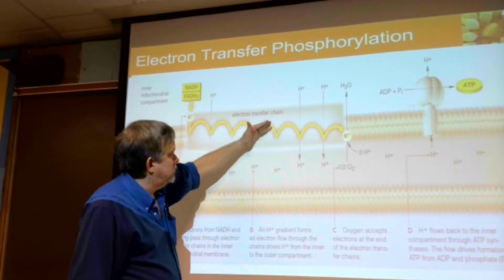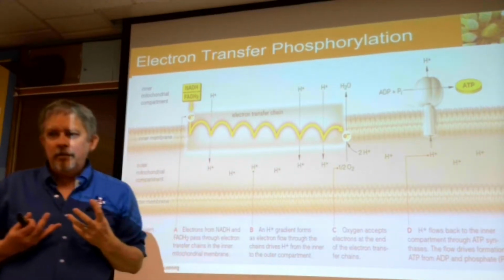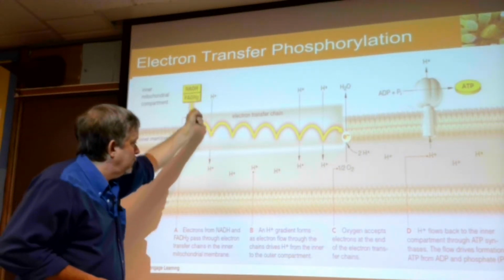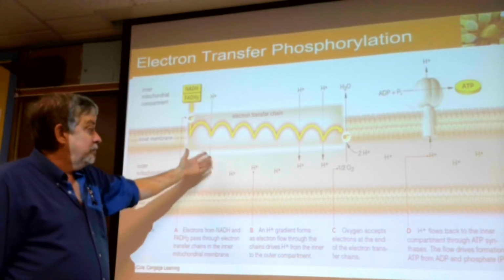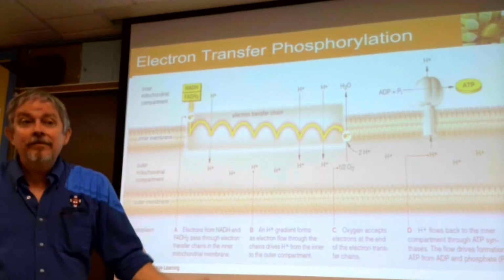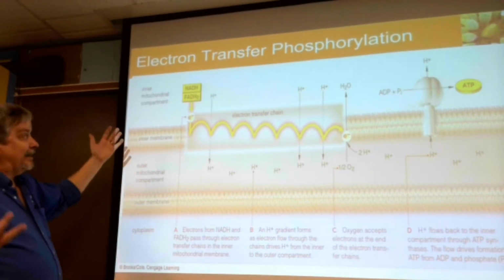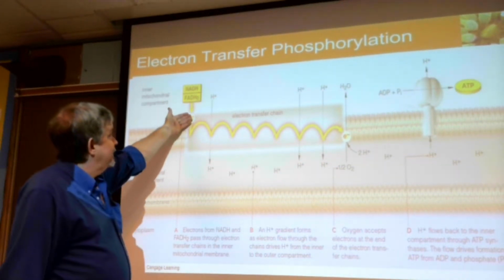Every time it goes down one of these steps, it's releasing a little bit of energy, and there's an enzyme here that's going to grab hydrogen and pull it through this membrane system. It's an active transport protein, but it needs energy. Where's it getting the energy? From this excited electron here.